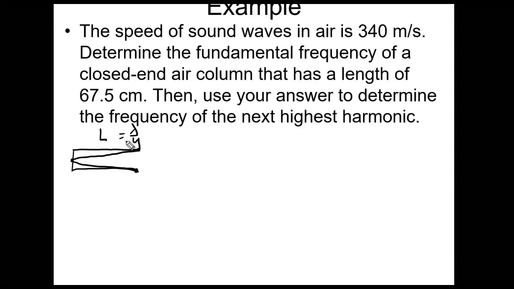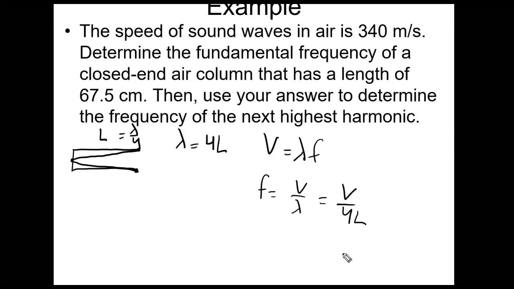Okay, so if we have L equals lambda over 4, that means the wavelength is equal to 4 times L. And then we can use the wave equation to find the frequency for that first harmonic. Okay, so f equals v over lambda. So we get v divided by 4L, and then we just need to plug the values in. Okay, so f1, this is f1, that would be equal to the speed of the waves, which is 340 meters per second, divided by 4 times L.